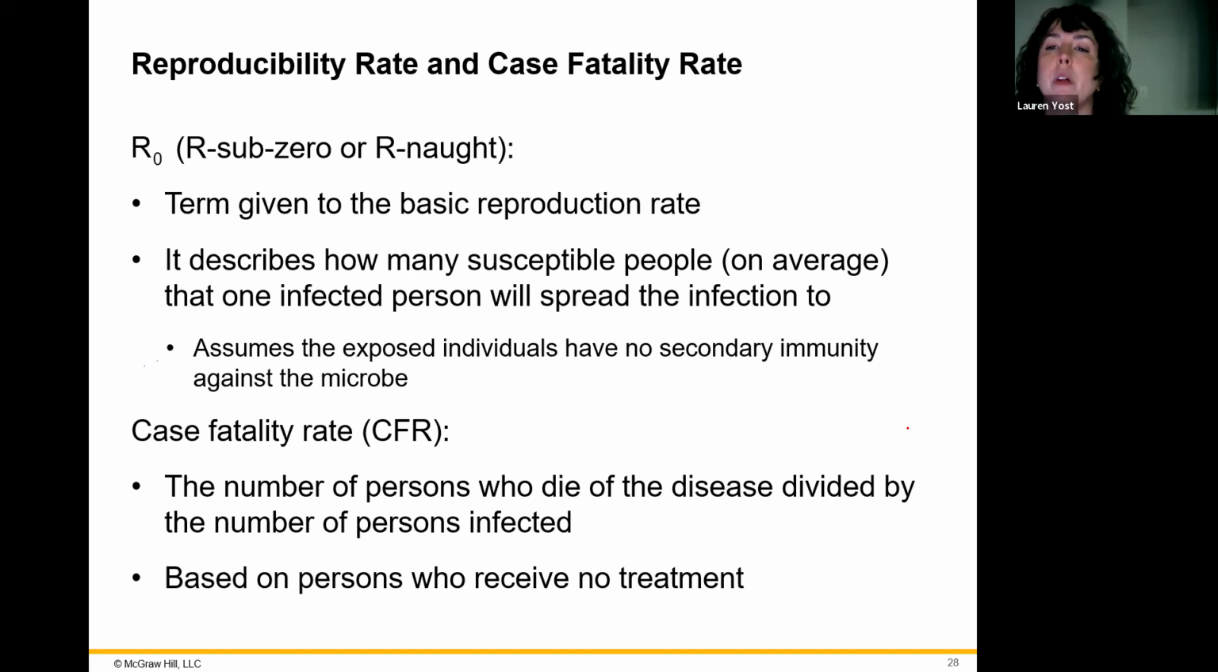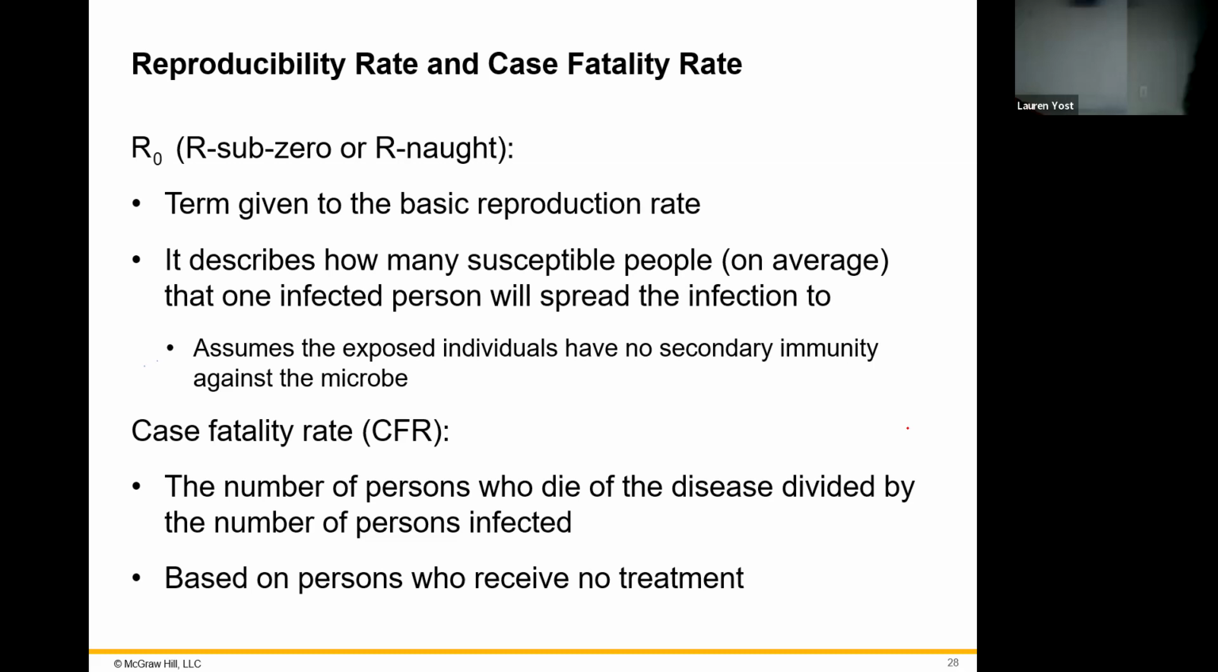Next, we have reproducibility rate and the case fatality rate. So the reproducibility rate is called R naught, okay? R sub 0 or R naught. I always call it R naught. Sometimes I actually spell it out like that, just so you know, if you see it like that. Okay, so this is the reproduction rate of the illness, the pathogen, basically. So if you're infected with COVID and you're walking around living your normal life, let's say, how many people are you likely to infect during the course of your entire infection? That's what R naught is.